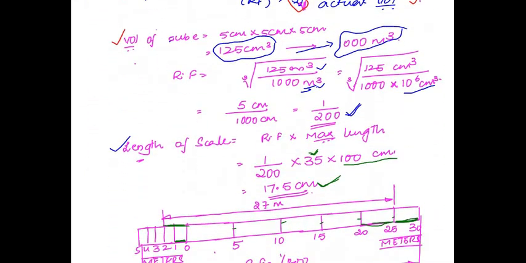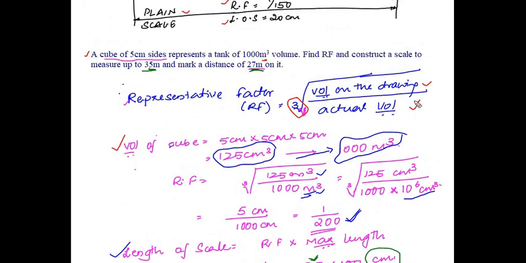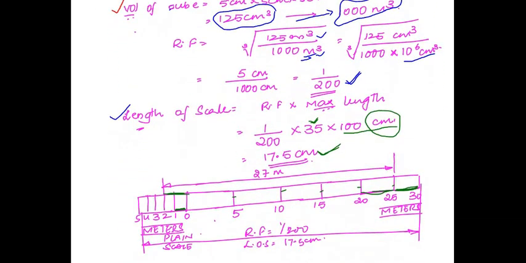So once again the important points here: finding out the representative factor, finding out the length of scale. Length of scale should be either in centimeters or in millimeters or in inches, and for the representative factor, both numerator and denominator should have the same units, because the representative factor doesn't have any units. Okay, so hope all of you understood.